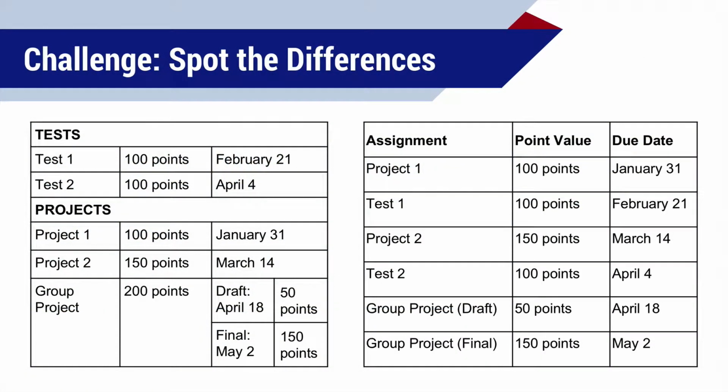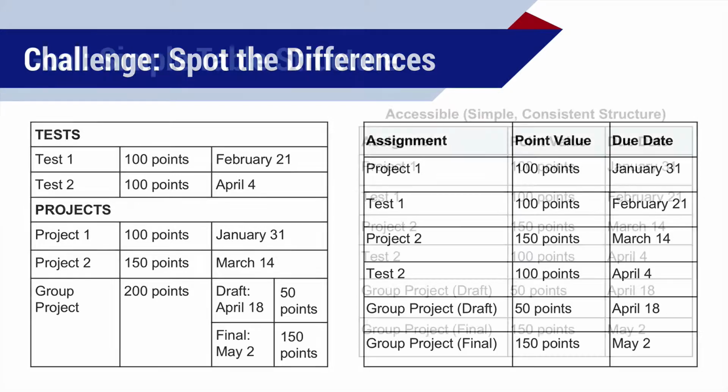Let's start by looking at some example tables to see how formatting choices can make them easier or harder to navigate. In these two tables, the information provided is the same. The differences are in the way the tables are set up. Take a minute and identify some differences you see that could make one table easier to read than the other. Ready? Let's do the big reveal.